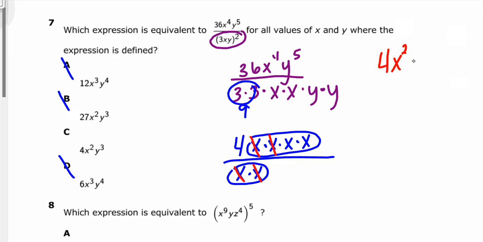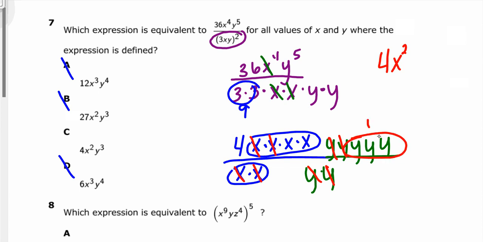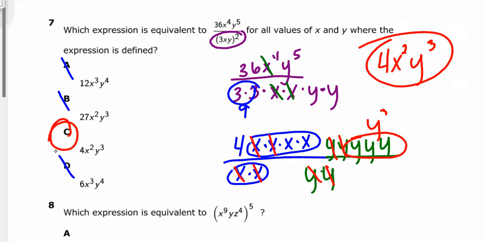Okay, let's take care of our y's now. We already took care of our x's. I'm just going to mark these off so I remember we took care of them. Let's do our y's. I have y to the 5th. So y times y times y times y times y. And on the bottom, I have y to the 2nd. Okay. And I know these two y's will cancel with these two y's, leaving me with y to the 3rd on the top. So my answer is C.